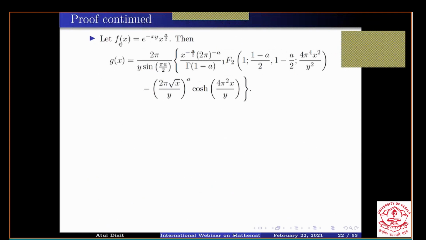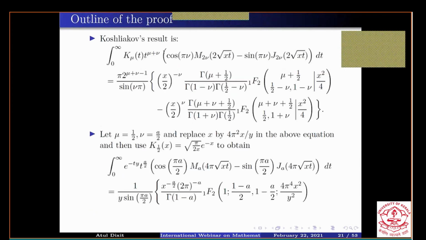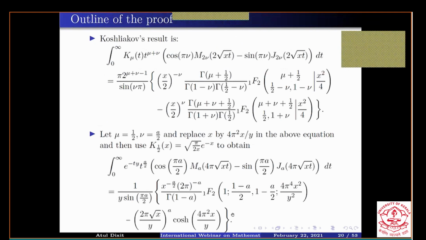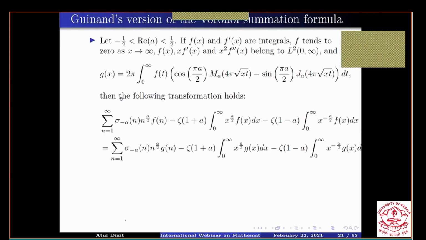So as I said, I take my f to be e raised to minus xy times x to the a by 2. See, this is the same thing that appeared here. Okay, just put x instead of t. And its transform is what I need, right? If I want to use f as that e raised to minus xy times x to the a by 2, I need to calculate g in order to get this formula as explicit as possible. And that is given by Koshlikov already. So I know what the right hand side is. So I know what g is explicitly. So these two sides are already known.